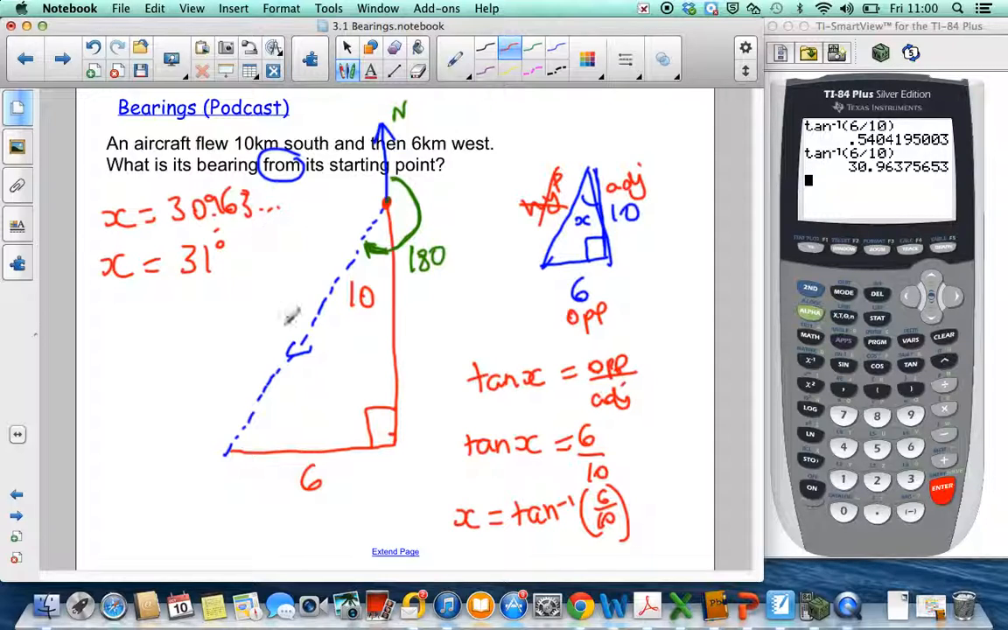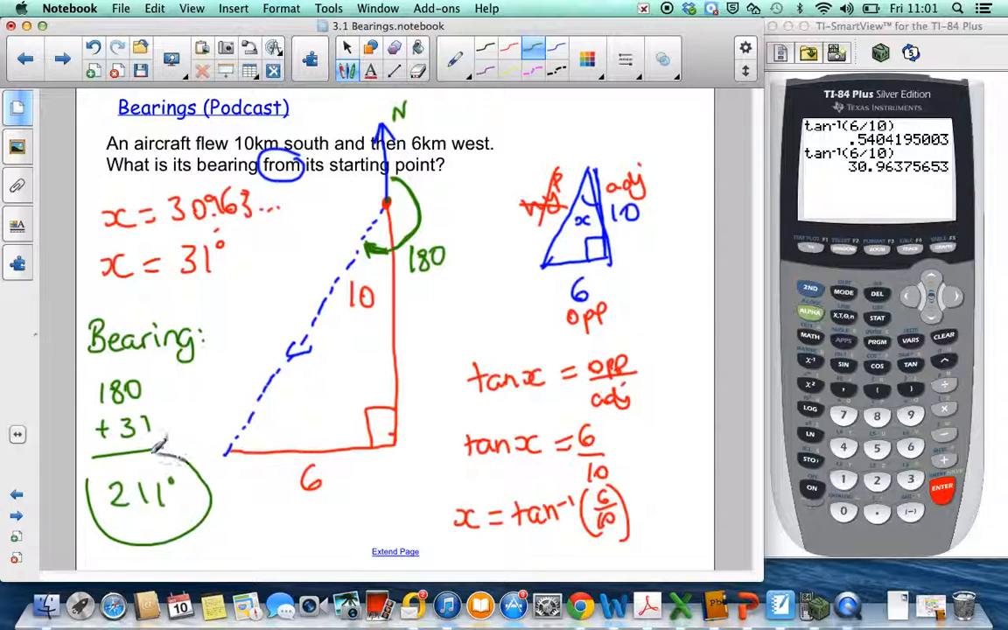And don't forget then, because we're finding the bearing, we want to find the whole angle that we're turning from north. Remember, we're actually finding that green angle. So don't forget to add the 180 now. And so we get 211 degrees. And that's our answer.